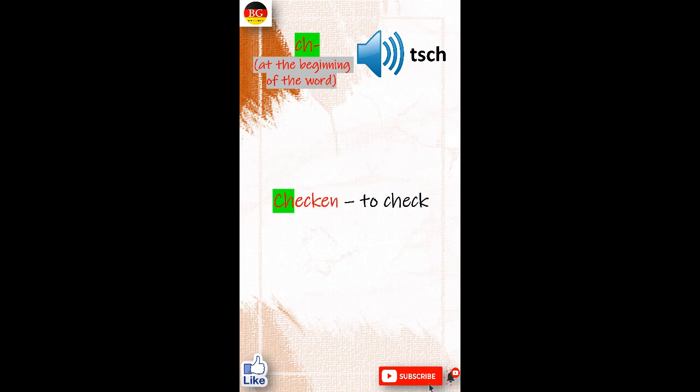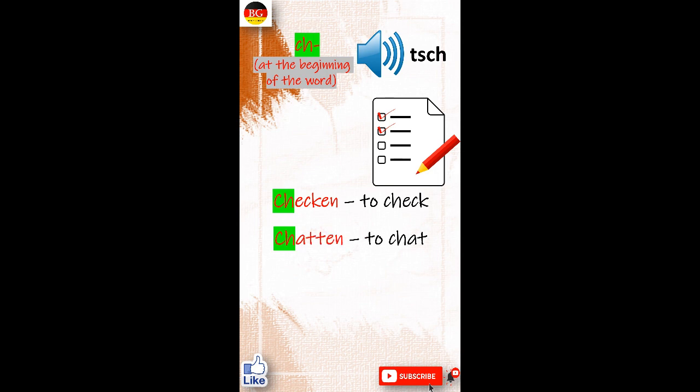Our next combination is the same as before, that is CH at the beginning of the word, but the pronunciation is different, that is TSCH. Zum Beispiel Chicken, Chatten.